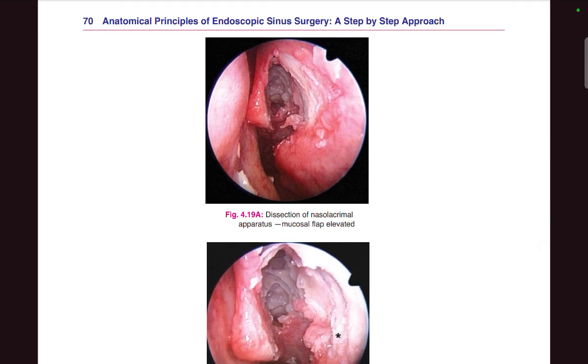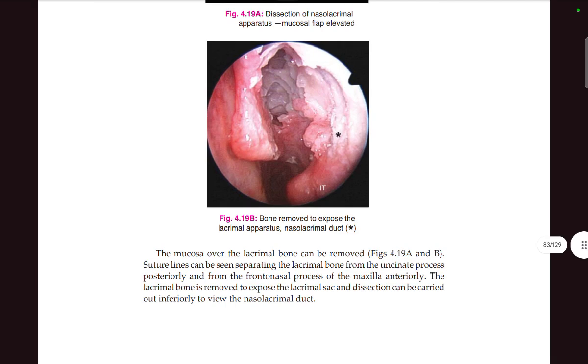Here we can see the dissection of the nasolacrimal apparatus, with the mucosal flap elevated. Then bone is removed to expose the lacrimal apparatus and nasolacrimal duct. The mucosa over the nasolacrimal duct can be removed.